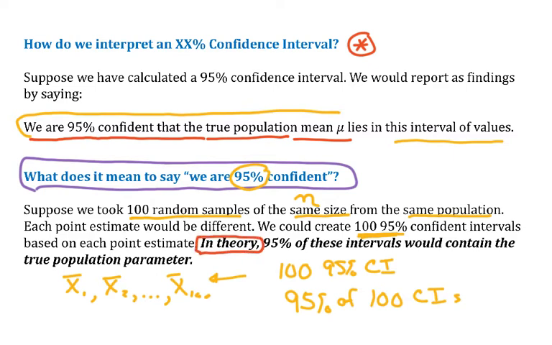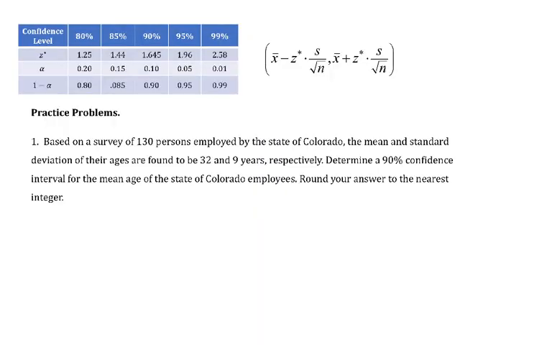It's not a probability. This comes from some statistical theory, and it tells us that if you repeat this over and over again, in theory, 95% of these intervals contain the true population mean, and that means 5% do not contain the mean. So there is always a chance that your confidence interval did not actually capture the true population mean. Okay, so now we're just going to do some practice.